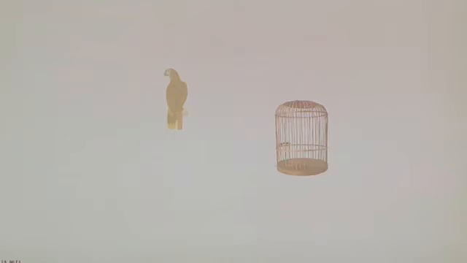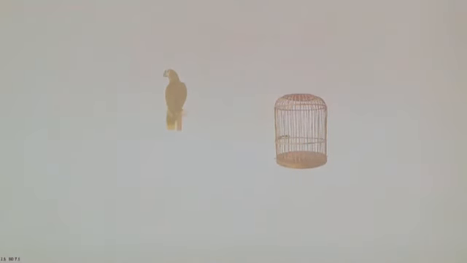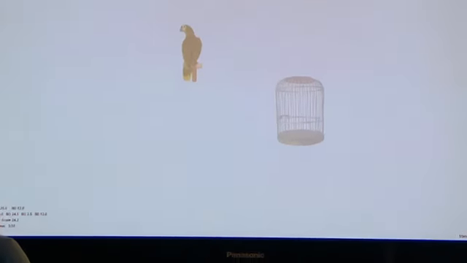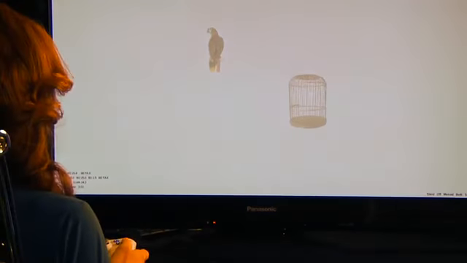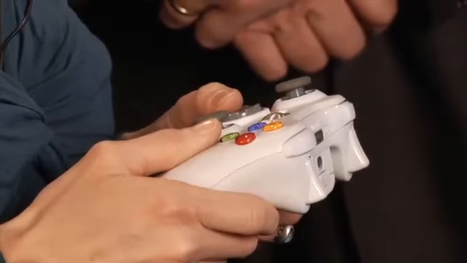Take this controller now. You can move the bird and the cage simultaneously, either up, down, or left and right. And I want you to put the bird right into the center of the cage. This is measuring the subjective angle. The subjective angle is where the patient perceives that their eyes are aligned. She's now putting the bird into the cage.